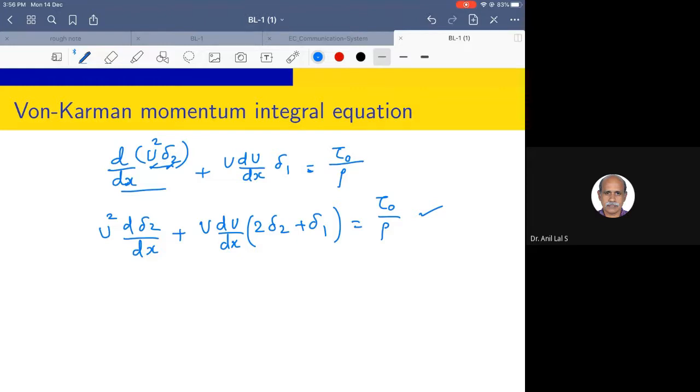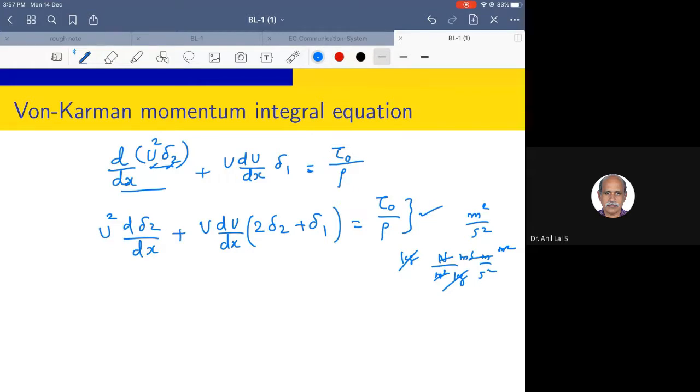If you look at the dimensions of the terms, tau naught by rho has the unit of meter squared per second squared. Newton per meter squared divided by kg per meter cube, and Newton is kg meter per second squared, so kg cancels, and meter cube into meter gives meter squared. So every term will have a unit of meter squared per second squared.